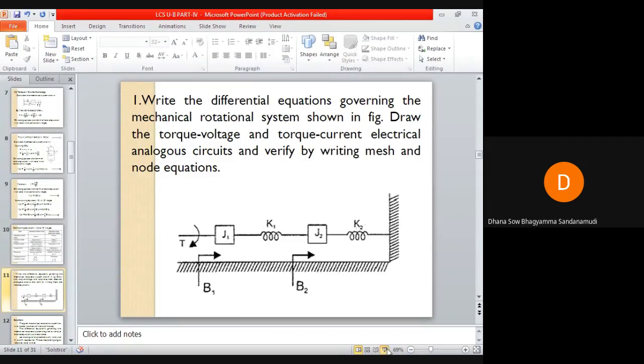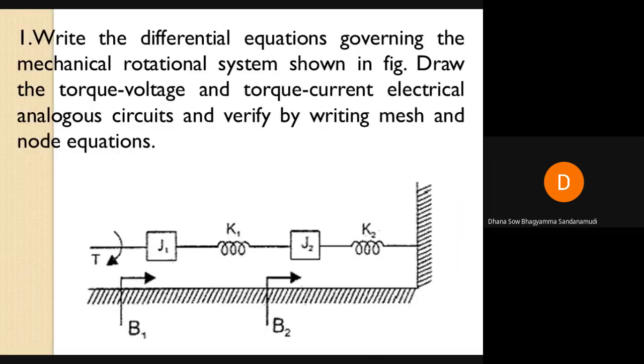As soon as the system is given, you must check how many moments of inertia are there. There are 2. So 2 moments of inertia means there will be 2 meshes in the torque-voltage analogous circuit, and 2 nodes in the torque-current analogous circuit. That you must remember. Now initially we must write down the differential equations governing the system at each node, at J1 node and J2 node. Two nodes are there.